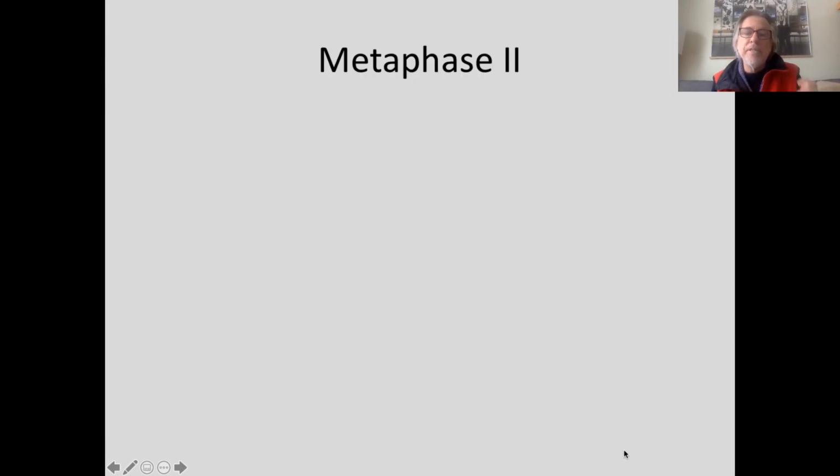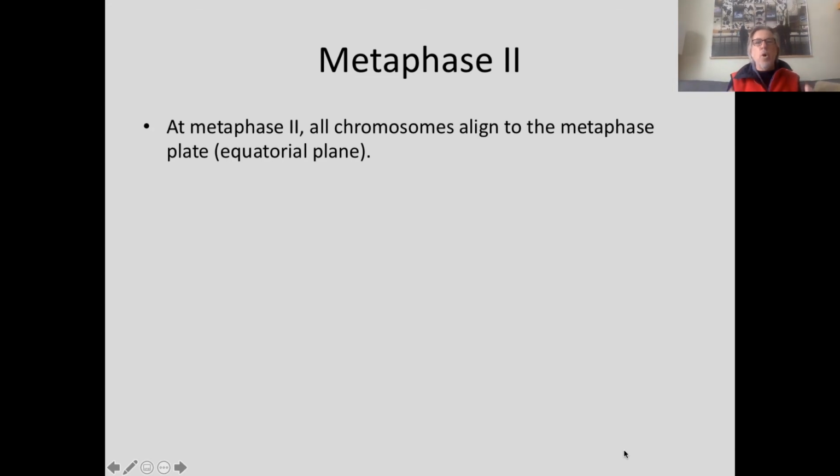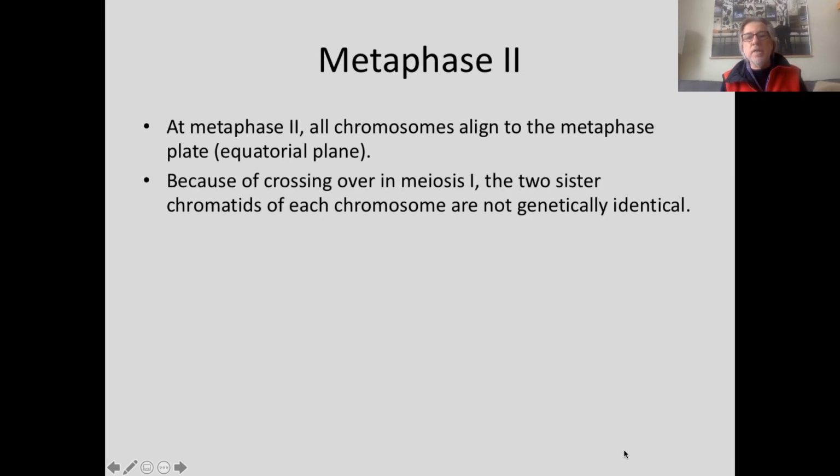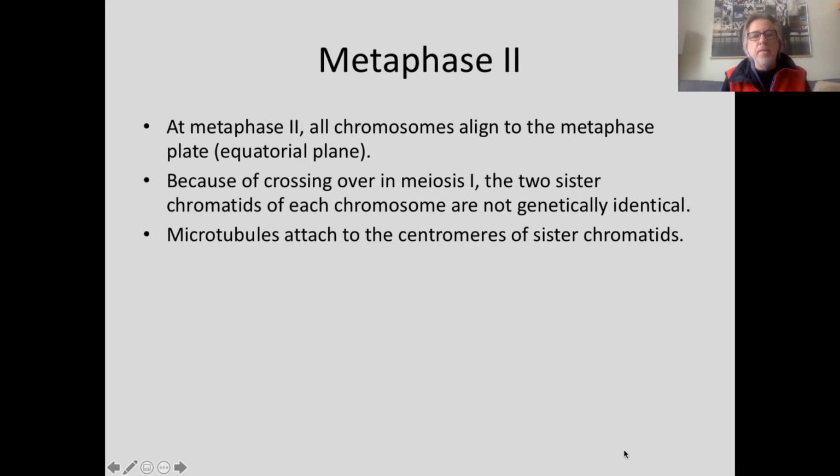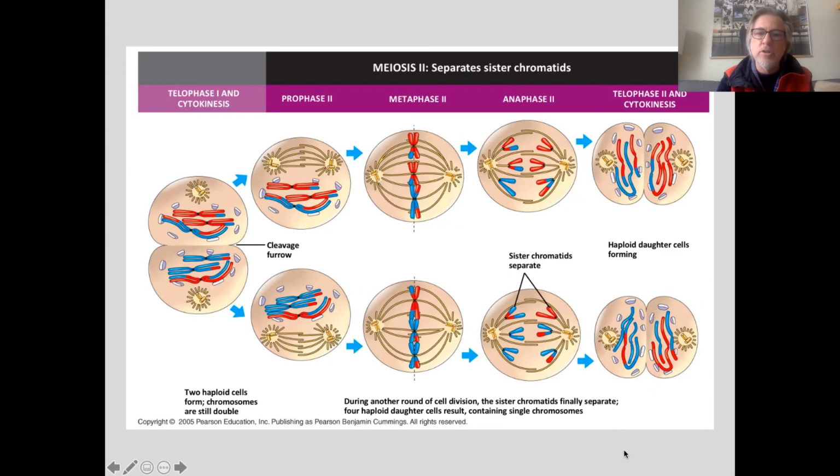Can you guess what happens in metaphase 2? Of course you can. In metaphase 2, all the chromosomes that remain align at the metaphase plate, the equatorial plane, and because of crossing over that occurred in meiosis I, the two sister chromatids are no longer genetically identical. And then the microtubules attach to the centromeres of the sister chromatids. So let's take a look at that.